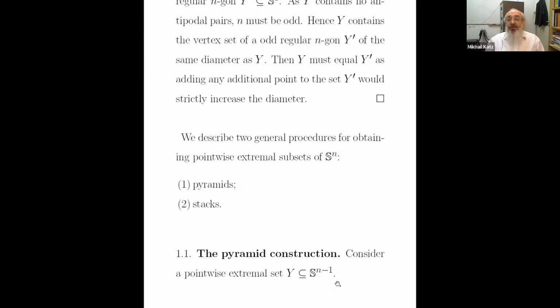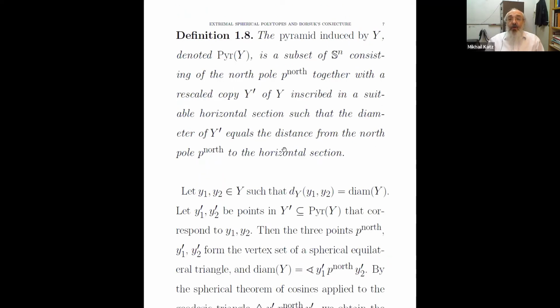So let's start with the hypersphere inside our S^n, and the pointwise extremal set there. For example, the regular odd polygon inside the circle, and then we can use that to build configurations on the 2-sphere called a pyramid. The idea is simply to choose a horizontal section of the sphere, such that the distance from the North Pole to this level is the same as the distance among points of the configuration in the hypersphere. So for example, if you start with a pentagon, you get a pyramid over a pentagon. But the bottom of the pyramid is actually below the equator.